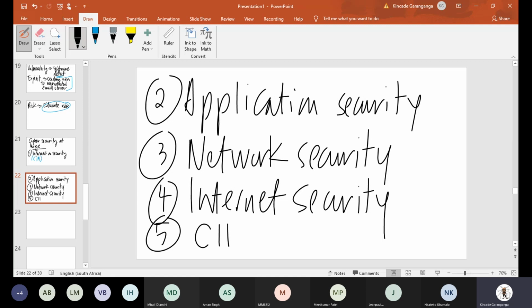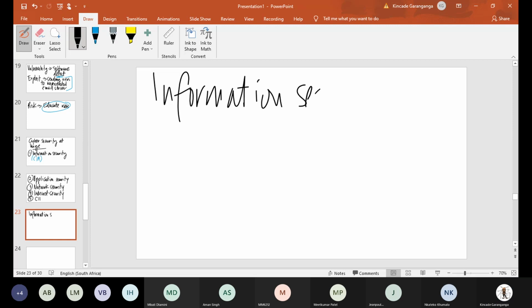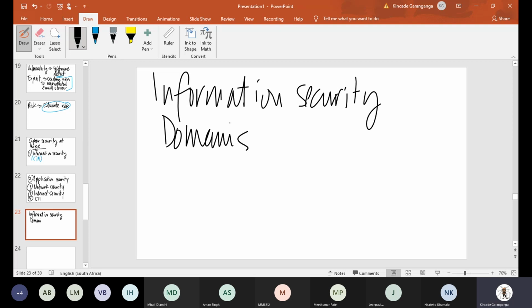So that would create what they call your security domains, right? So information security domains. When you're looking at cybersecurity at large, this literally deals with information security domains. So what we've just listed is a typical example of information security domains, as far as your specific setup would go.